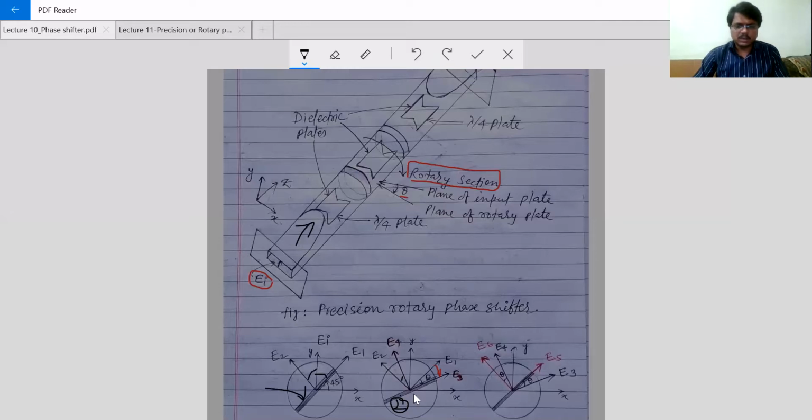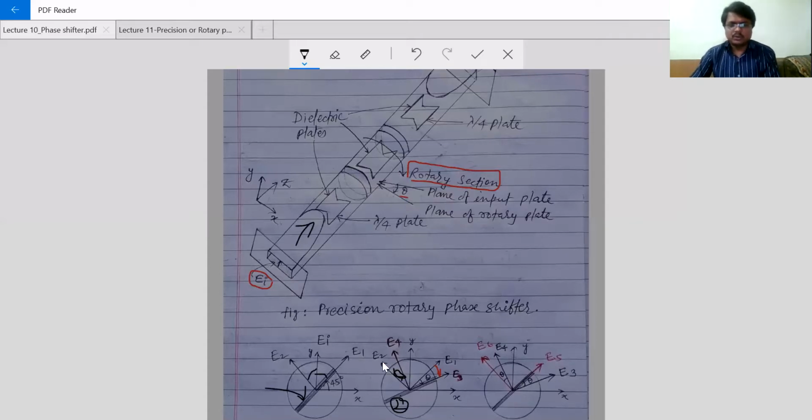And what will be the value of E4? E4 will be nothing but E2 cos theta plus the component of E1 along E4, which is E1 sin theta. Likewise, we can also calculate it here.